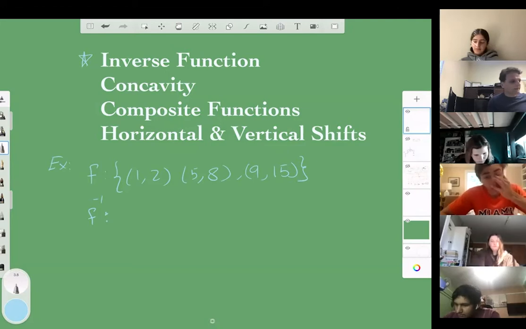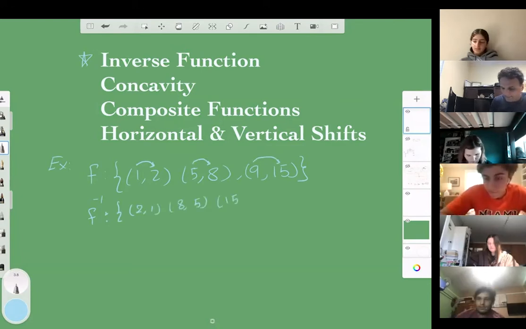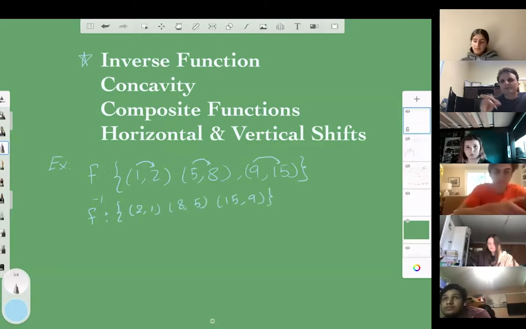What is f inverse? Do we switch the x and y values? Very good. So f takes 1 to 2, f takes 5 to 8, and 9 to 15. F inverse takes 2 to 1, 8 to 5, and 15 to 9. So we just switch x and y, correct? That is the inverse.